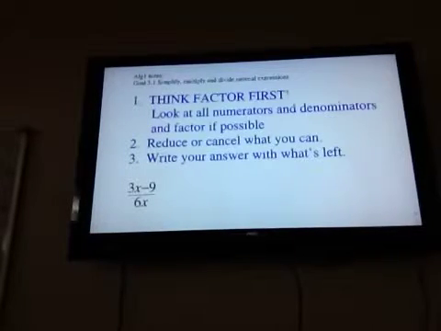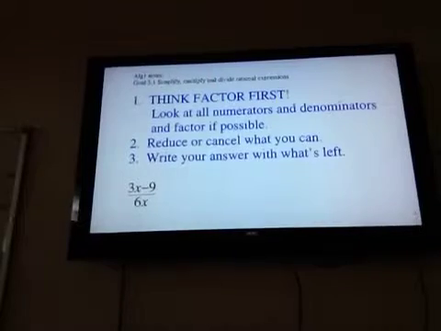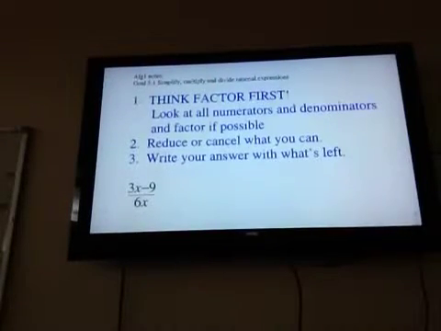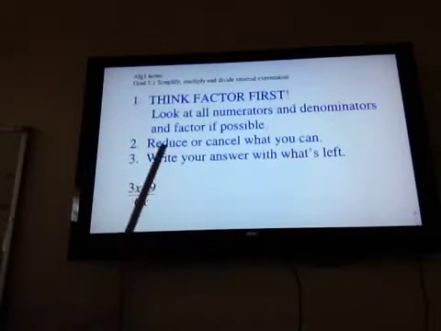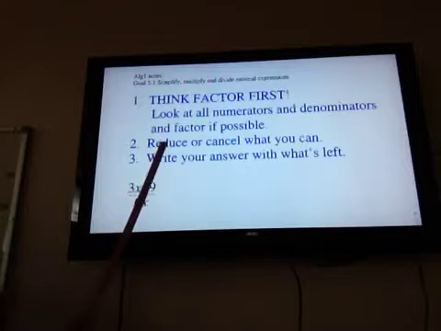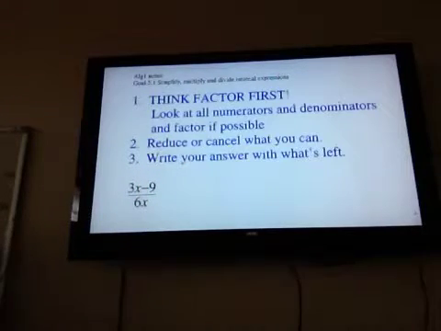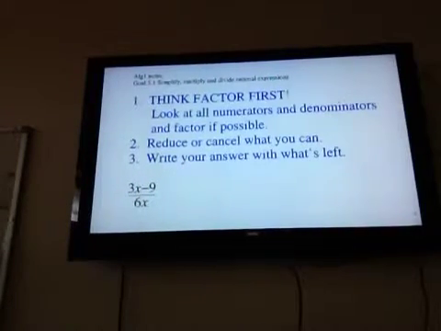So all your rules of factoring that we've been using apply. You won't see factor by grouping, but you'll see all the other stuff. Okay? Then what we're going to learn today is what can I reduce and what can I cancel and what can I not. So that's the new part for today. And then your answer is what's left after you reduce everything.